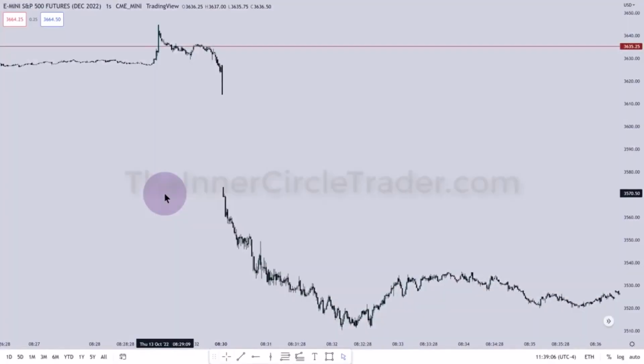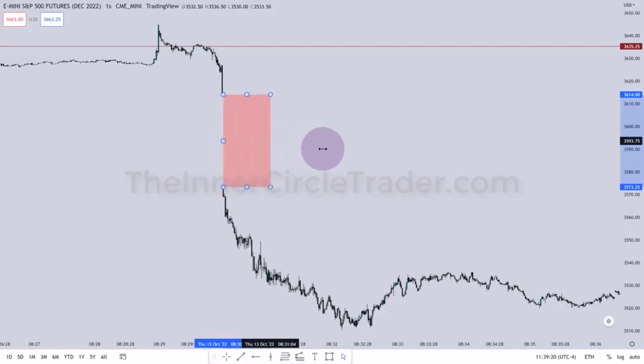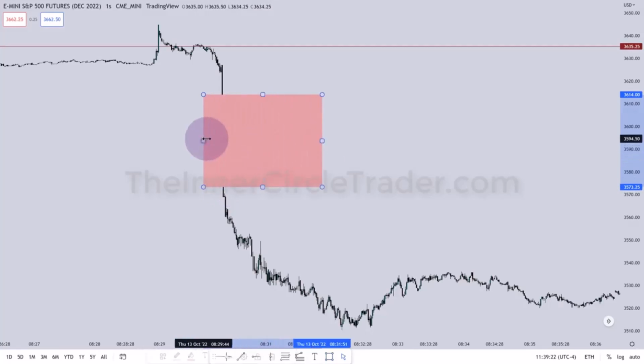All right, this is a 1 second chart of this morning's move. I'm going to show you this is a real liquidity void, okay, because the term gets tossed around rather loosely. This right there, that is a liquidity void. It's void of any buy side or sell side. No trading took place between this price point here and this price point here. So the market will absolutely want to come back up into that.